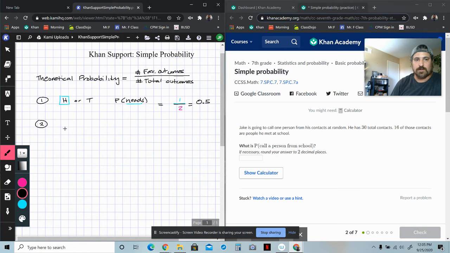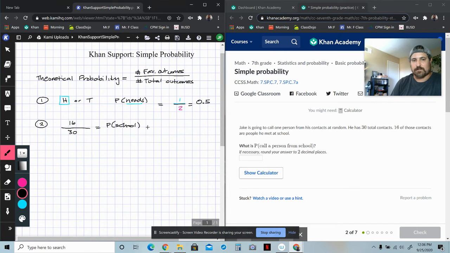He's going to call from this list of 30 contacts. What is the total number of contacts? That's going to be 30. Then he says that 16 of those contacts are people he met at school. So the probability that they're going to be from school is just 16 out of the 30, because 16 of the people are from school out of the 30 on this list. Favorable over possible.